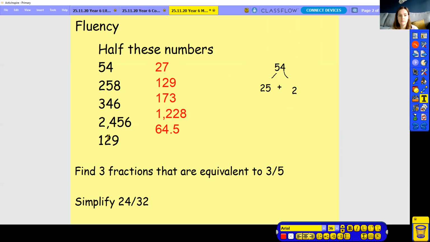This one here is 64.5. Half of 100 is 50. Half of 20 is 10. So put that together, you've got 60 so far. Half of 9 is 4.5, so it's 64.5.